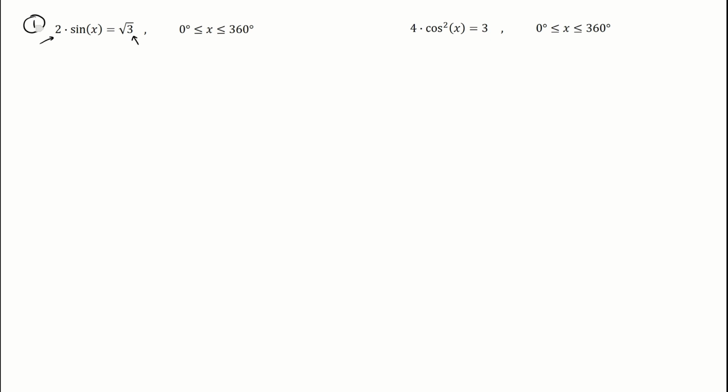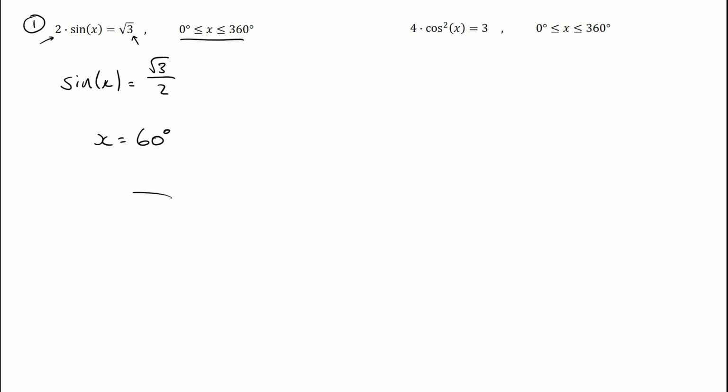In fact, if I divide both sides of this equation by 2, I see that the sine of x needs to be equal to the square root of 3 divided by 2. Okay, and this is an exact value. If you cast your minds back to the exact values, we know that this occurs when x is equal to 60 degrees. However, I have this domain here which allows x to be anywhere inside of my unit circle.